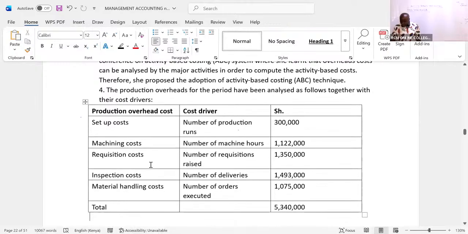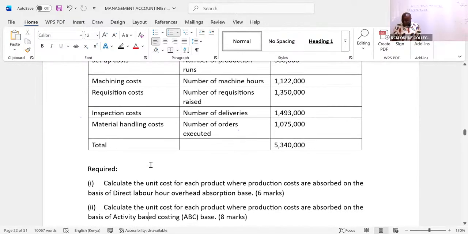So I can see setup cost and so on. What is the total overhead? The total overhead down there is 5,340,000. That is the total overhead. They want me to calculate the unit cost for each product where production costs are absorbed on the basis of direct labor hour overhead absorption rate base.